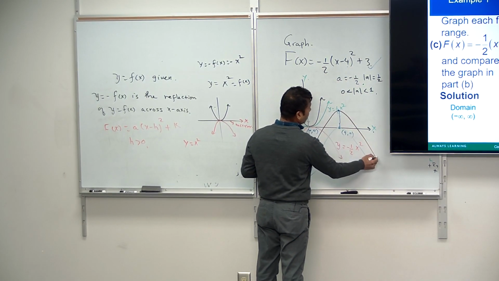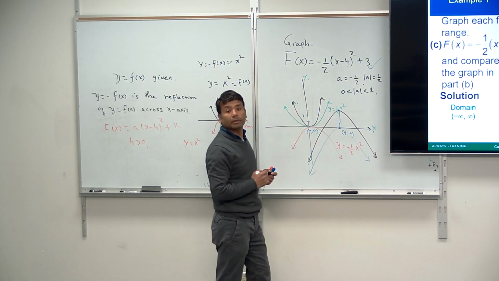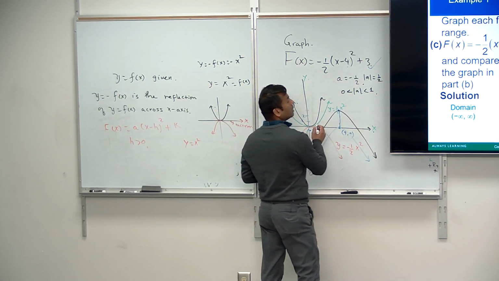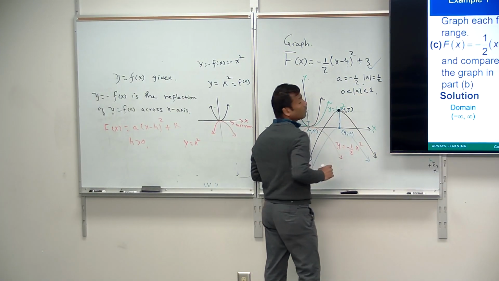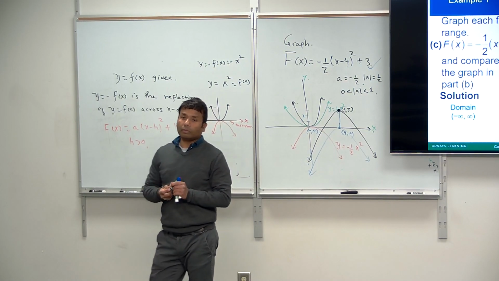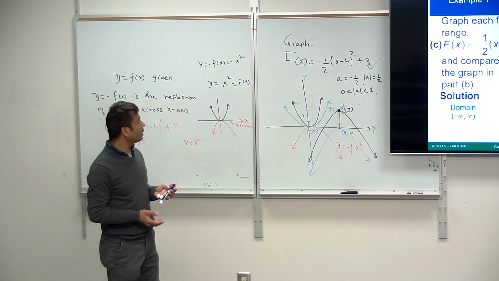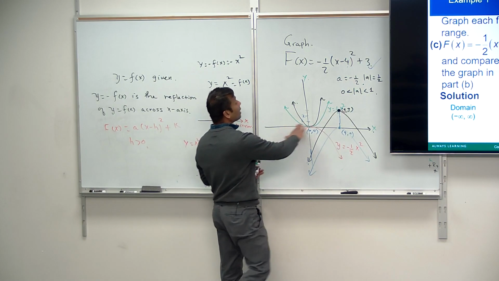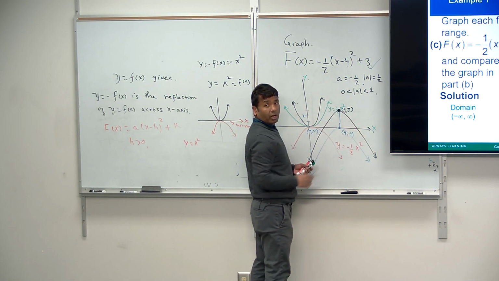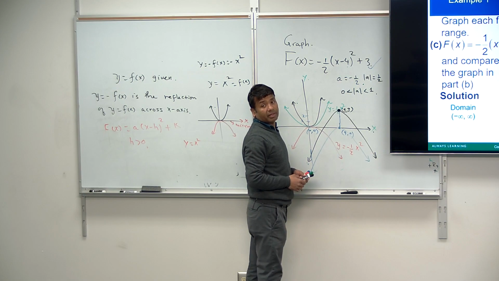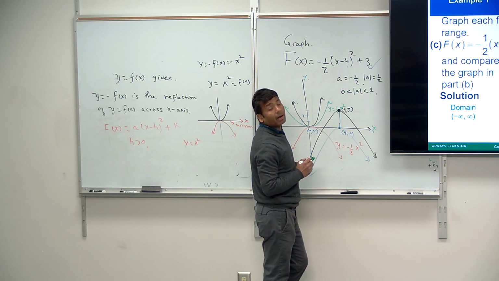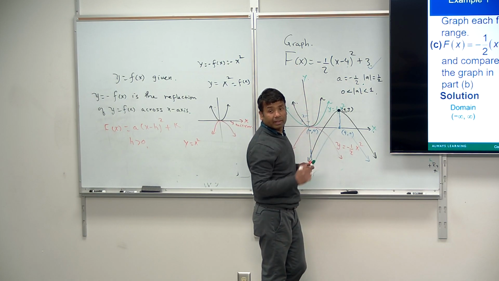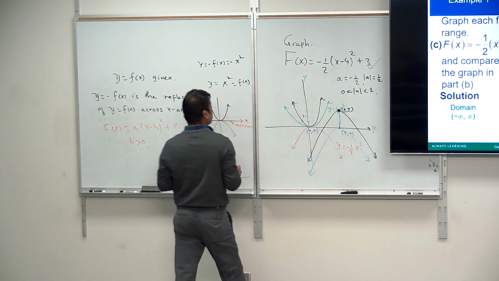Are you guys with me? Am I making sense here? So this is the point (4, 3). So this is the vertex. The vertex is (4, 3). Make sense? And you see the domain is negative infinity to positive infinity, and what is the range? Negative infinity to 3.